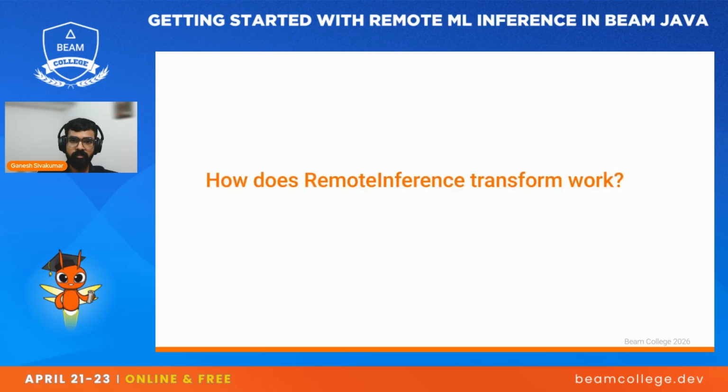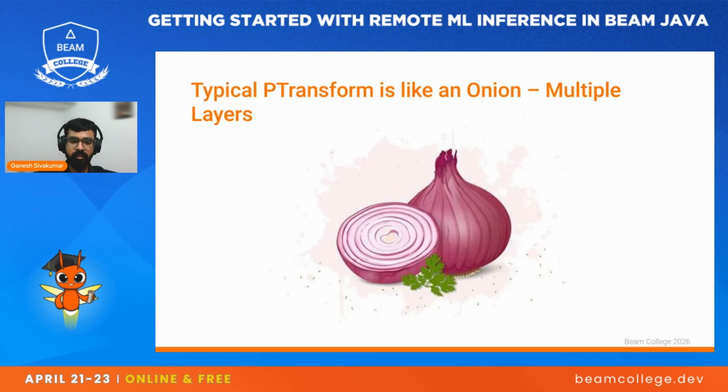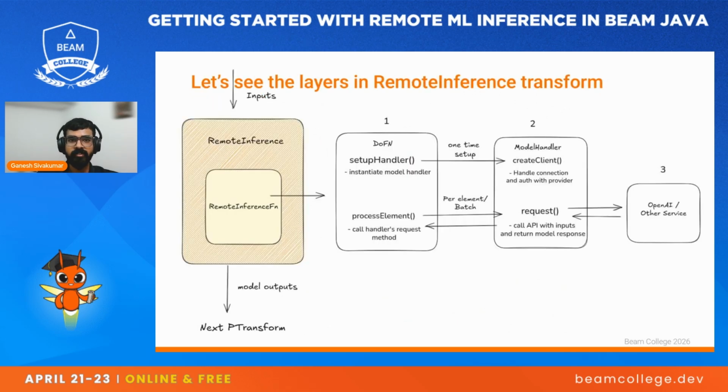So now that we know how to use the transform, let's deep dive into how the remote inference transforms work internally. Typically, a transform has multiple layers, like an onion, and most Beam transforms look simple from the outside, but internally there are multiple layers working together to basically do the job. Let's peel the layers of the remote inference transform and look at what's inside.